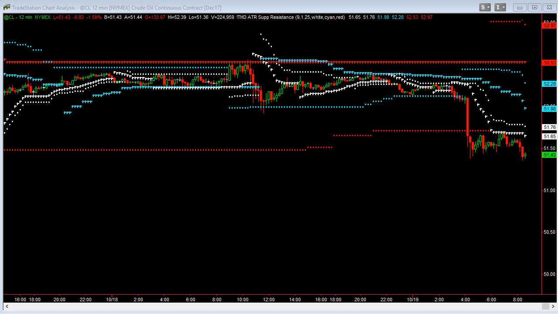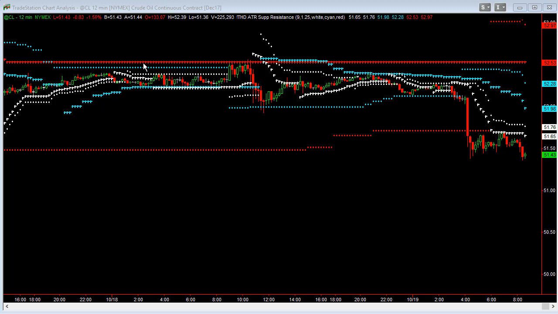Traders Help Desk, and I just wanted to give you an overview of the new ATR support and resistance indicator that is available for TradeStation and MultiCharts, and hopefully very soon for NinjaTrader.